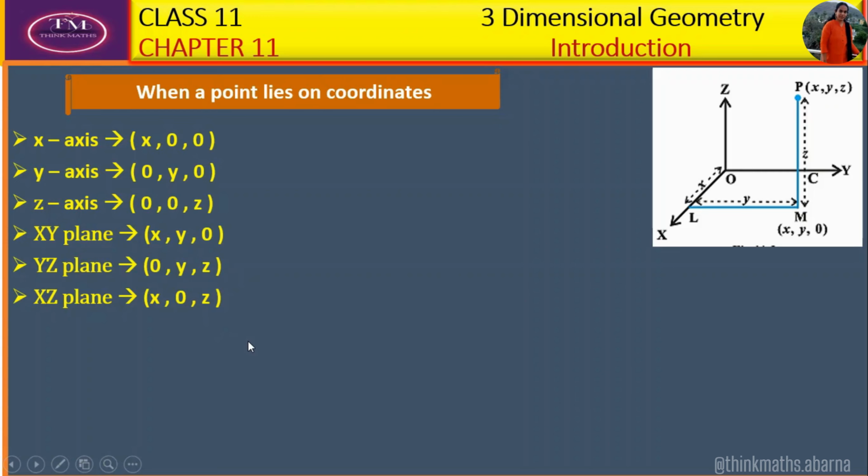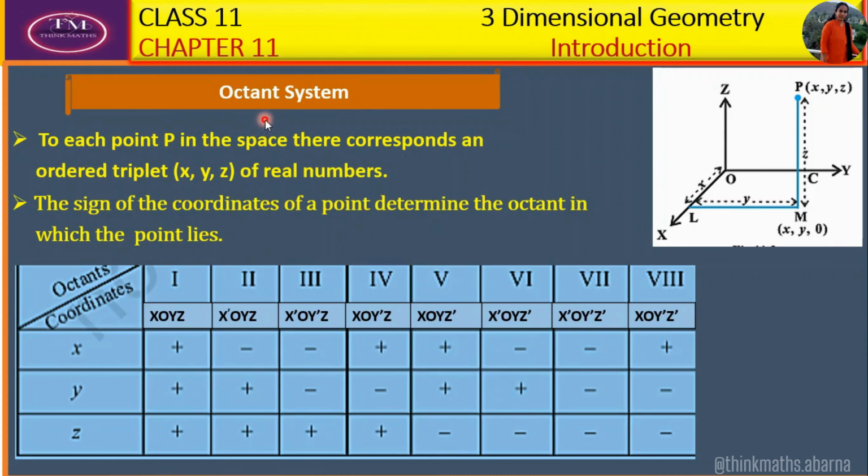Moving to the next topic. The next one is the octant system. We already learned there are 8 octants in 3D space. Let us learn the signs of those 8 octants. If there is a point P in space, its coordinates will be x, y, z. The x coordinate is the distance x, the y coordinate is the distance y, and the z coordinate is the distance z.